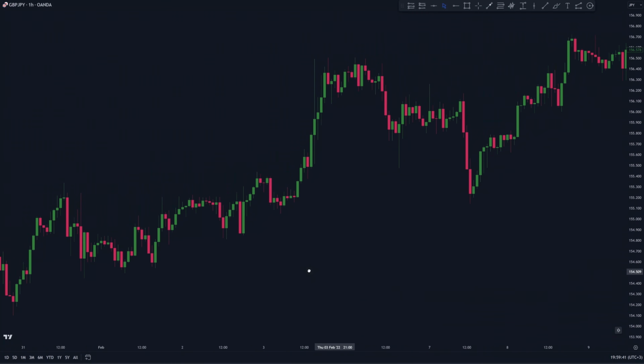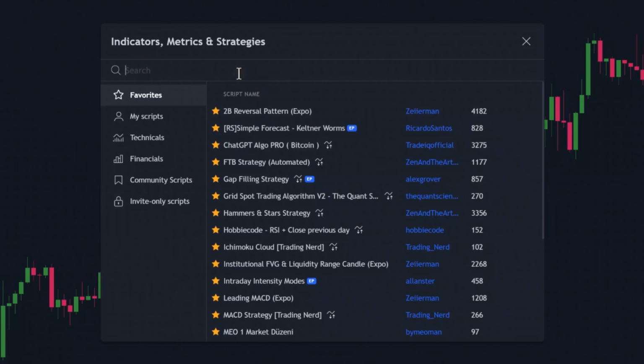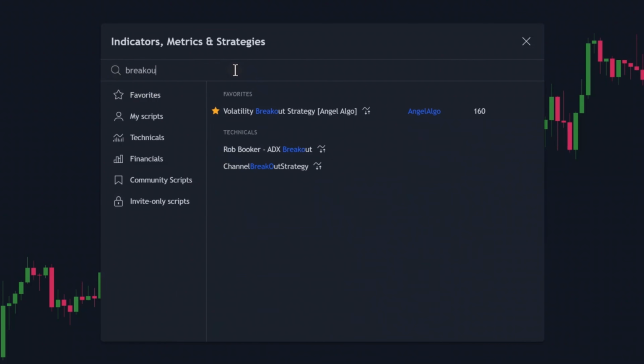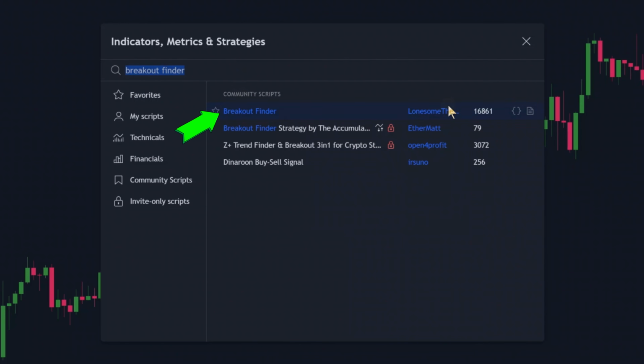Let's get into it. Now, to add this indicator to your chart, go to TradingView and open the indicator search tab. Type in Breakout Finder. Select this one by Lonesome the Blue.